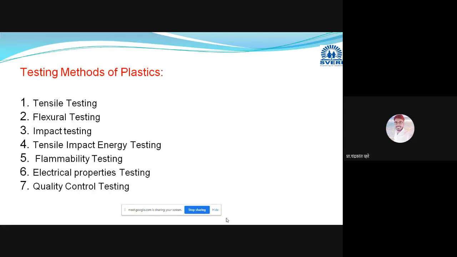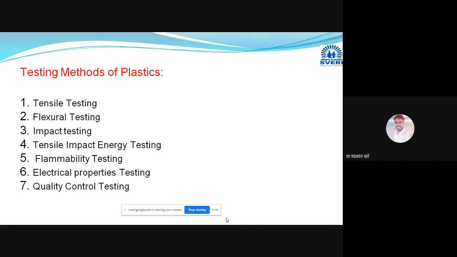So today, testing methods of plastic. Testing is always necessary. Suppose you have done any one project. Manufacturing and design of a project is very easy, but after manufacturing and designing, we need to test that project to check whether it is up to the benchmark or not.